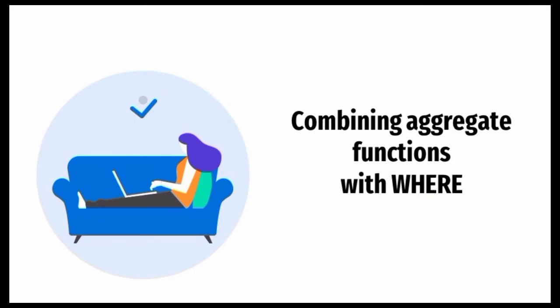So next, let's talk about combining aggregate functions with where. Aggregate functions can be combined with the where clause to gain further insights from your data. The where clause enables you to qualify or filter the set of values used to determine the result of the aggregate function. And for further explanation and understanding, let's have an example.